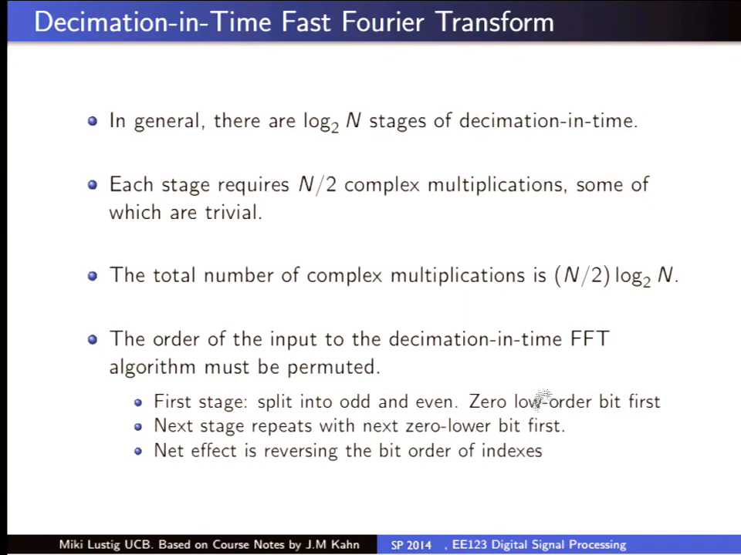What you do is you zero out the low order bits first. So odd and even is just the low order bit, right? The second stage is to split out the odds and evens of the odds and evens. Effectively, it's just splitting out the second bit. And then the third stage is the third bit that you split. And then the next stage is the next bit.